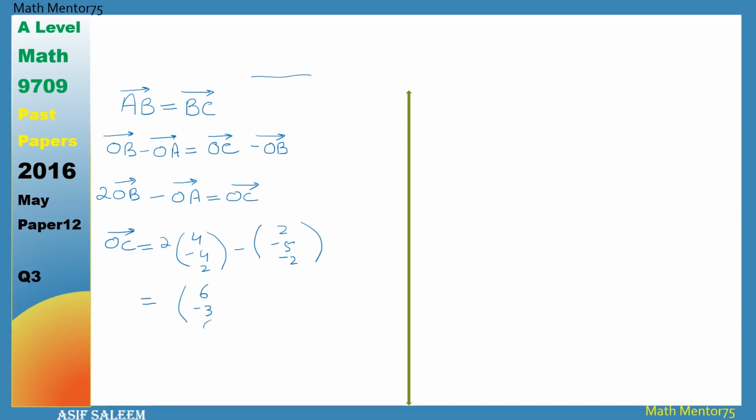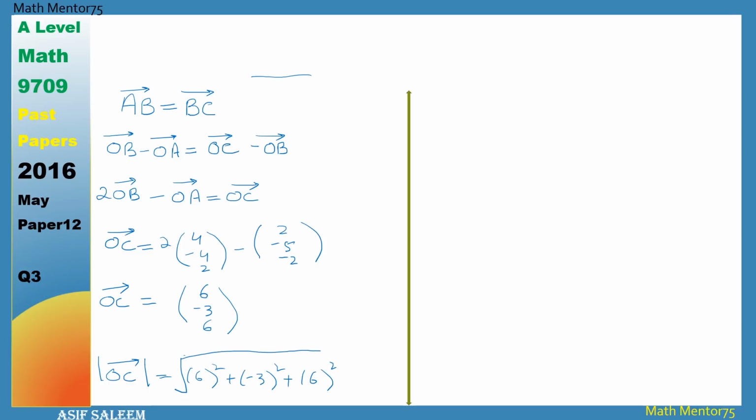4 plus 2 is 6. So this is our required OC vector. Now we have to find the vector which is parallel to OC and has a length of 1, that is a unit vector. In order to find that vector, we have to find the length of OC, that is its magnitude. The formula is x square plus y square plus z square, and then the square root of the whole thing.